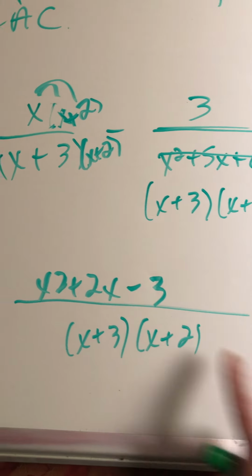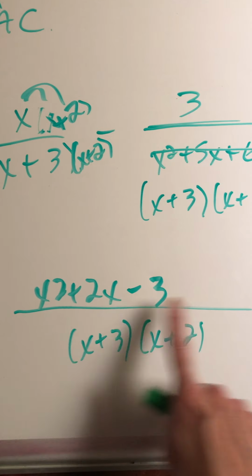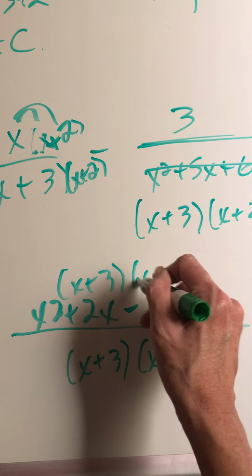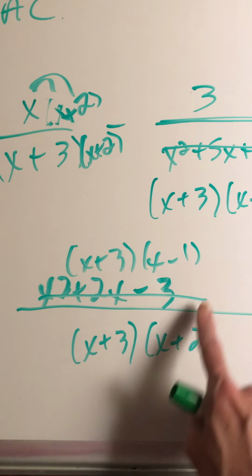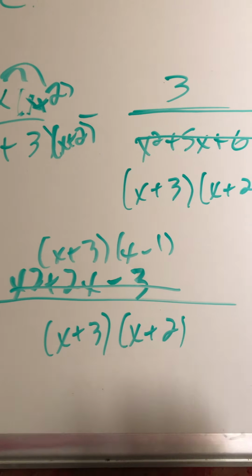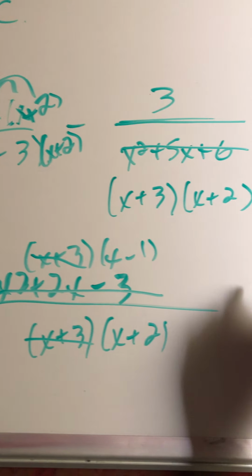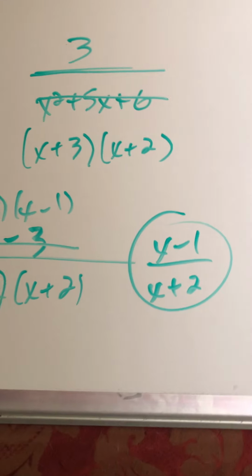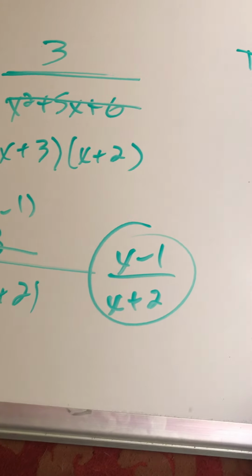Okay? Now this actually factors. X squared plus 2x minus 3 factors into x plus 3, x minus 1, because 3 times negative 1 is negative 3, and 3 minus 1 is 2. So what happens is we can cancel more. So I'd have x minus 1 over x plus 2, and you can't go any further. Don't go any further than that right there. Just that.